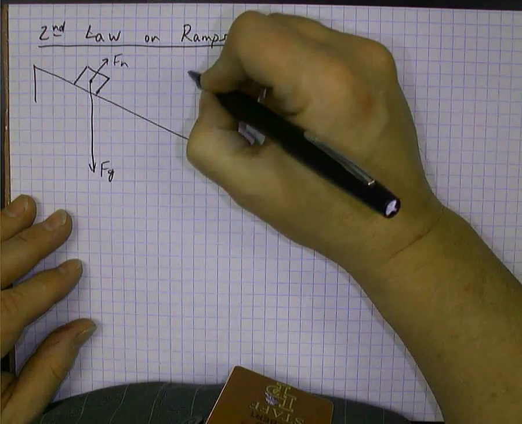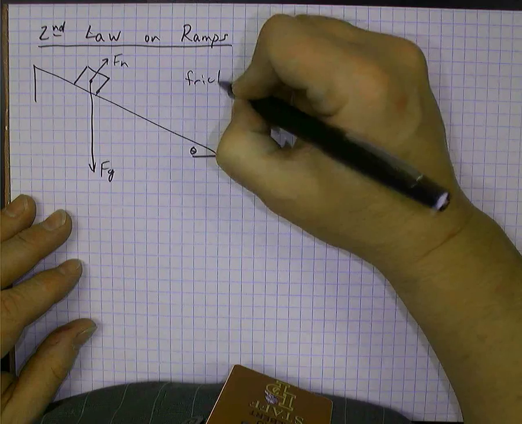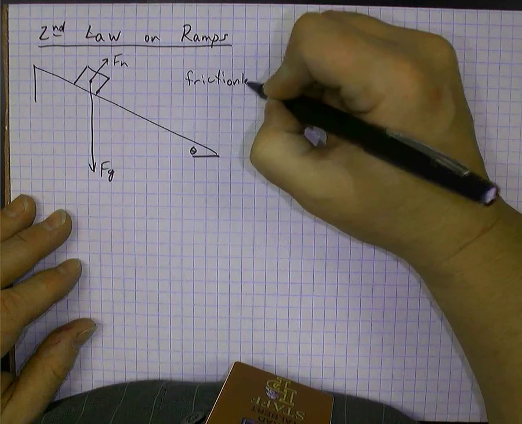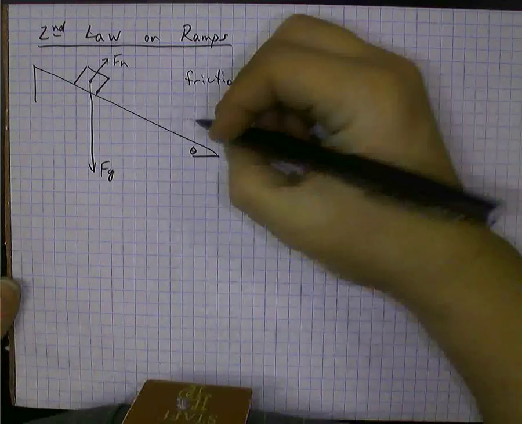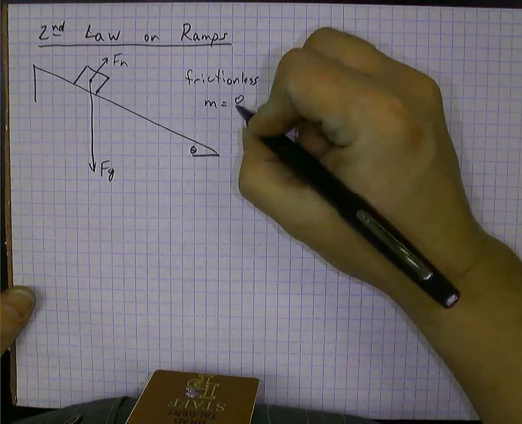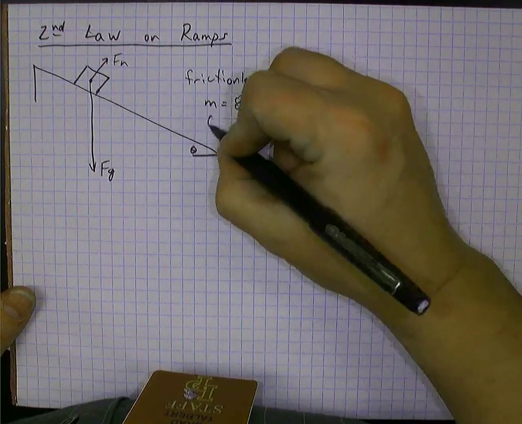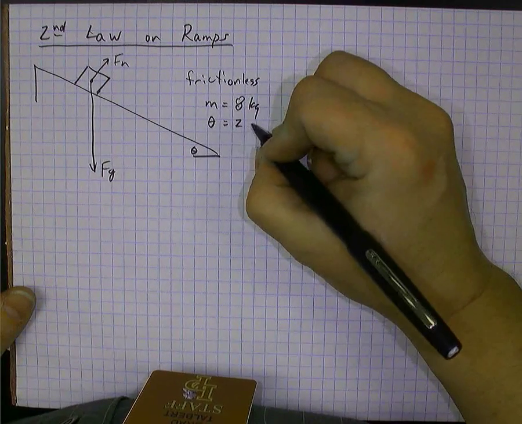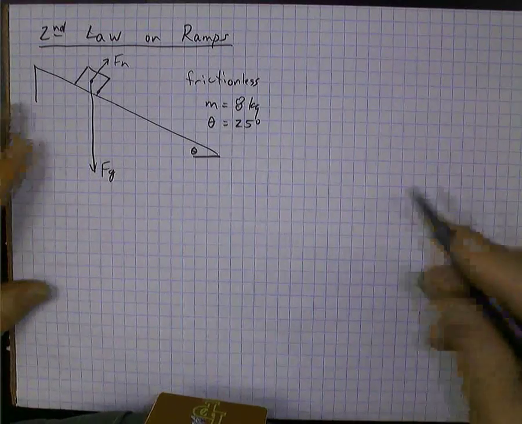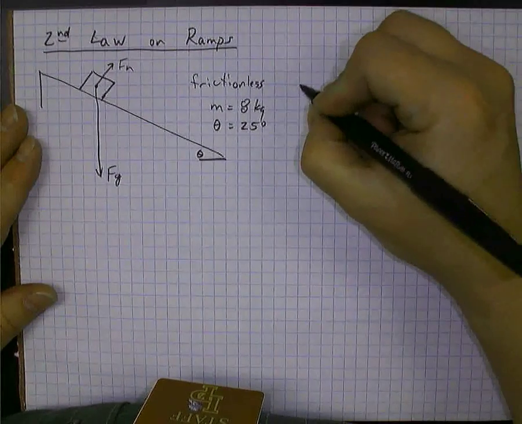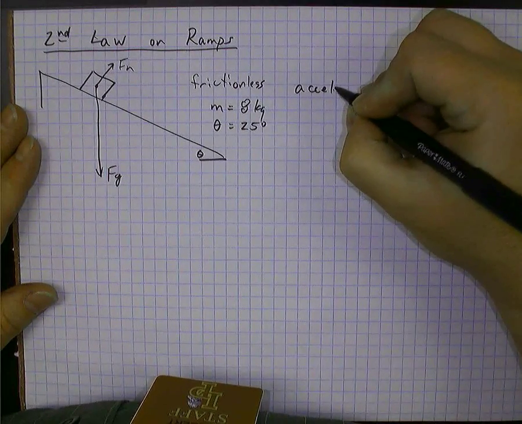For this first example, let's make it frictionless, just to make life a little bit easier. Let's say that the mass of the box is 8 kilograms. The angle of the hill is 25 degrees. And let's find the acceleration of the box as it goes down the hill.